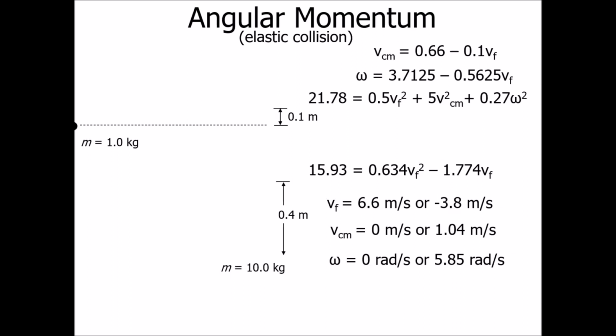I can plug that into the first equation to figure out the center of mass velocity. It's either going to be 0 or 1.04. The only thing that makes sense is 1.04. And I can plug that into the second equation to figure out the angular velocity. It's either 0 or 5.85, so the only one that makes sense is 5.85. And so those are my answers.